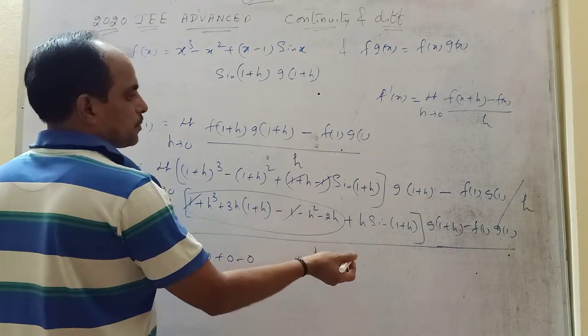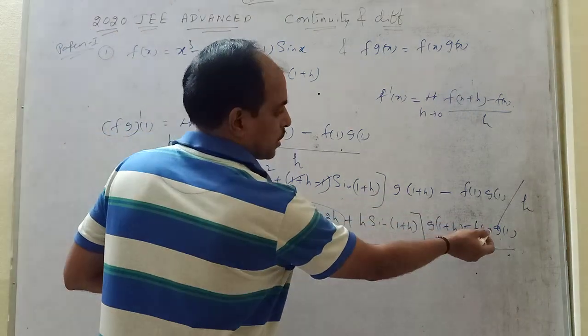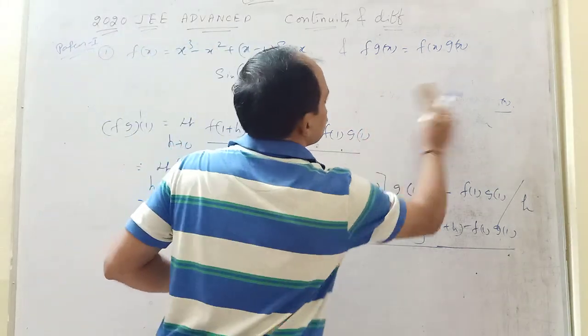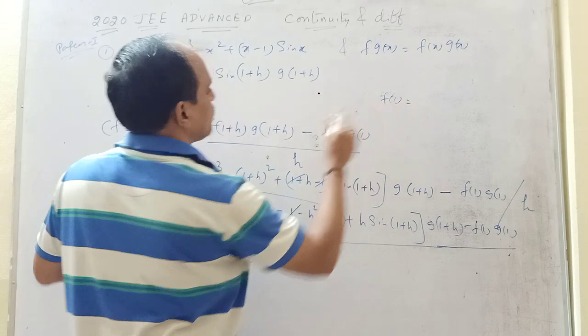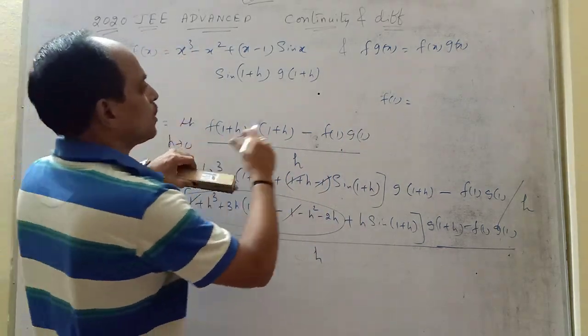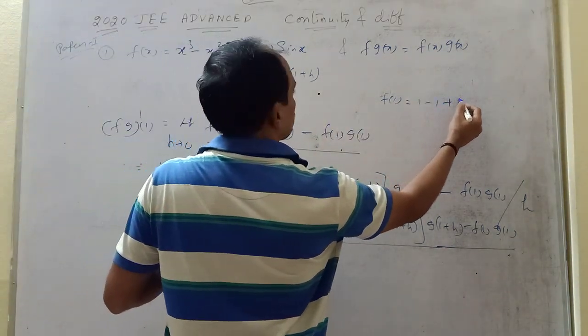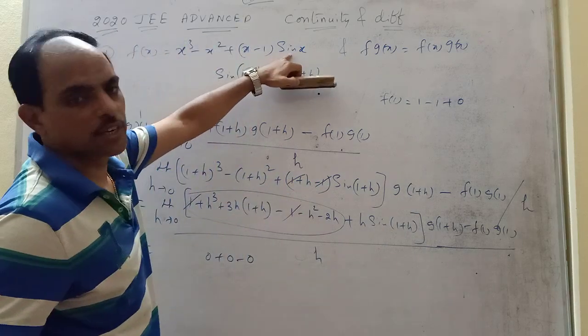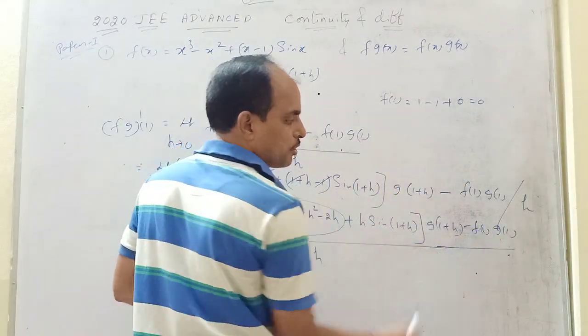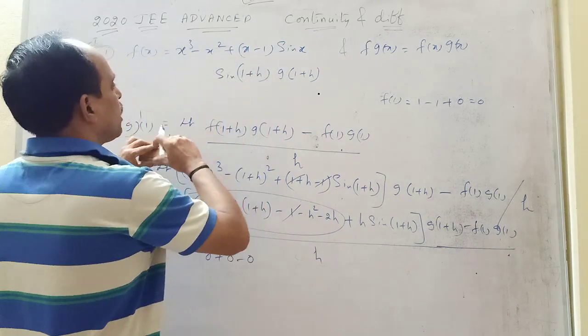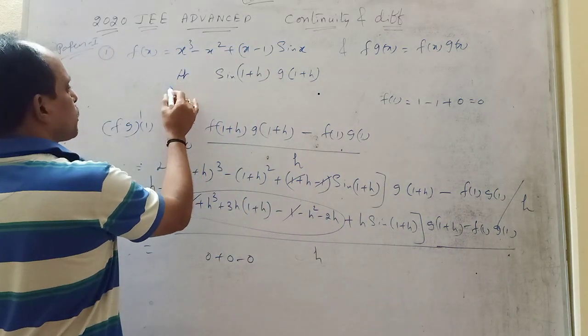So that is f of 1 into g of 1. You just see what the value of f of 1 is. F of 1 is 1 minus 1 plus 0, because 1 minus 1 into sine 1 is also 0. So f of 1 is 0, and 0 into g of 1 is 0. So the remaining part is simply this one.